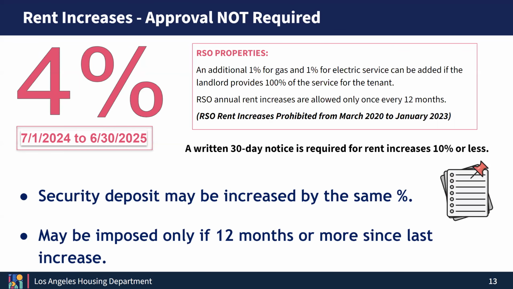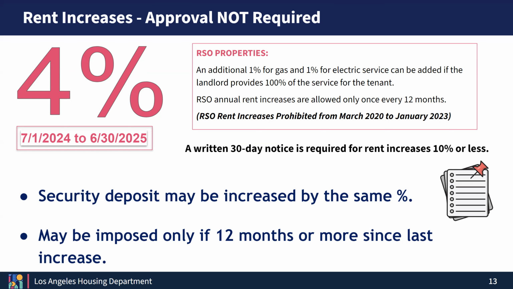The rent increase that is allowed currently for an RSO unit, which can be applied once every 12 months, is 4%. This 4% is in effect from July 1st of 2024 to June 30th of 2025. Starting July 1st of 2025, the percentage may change.